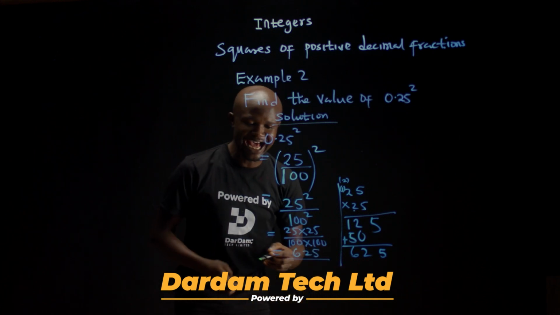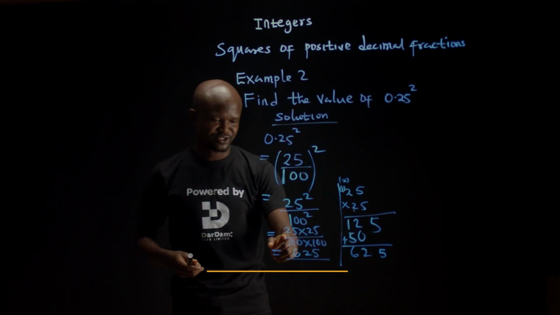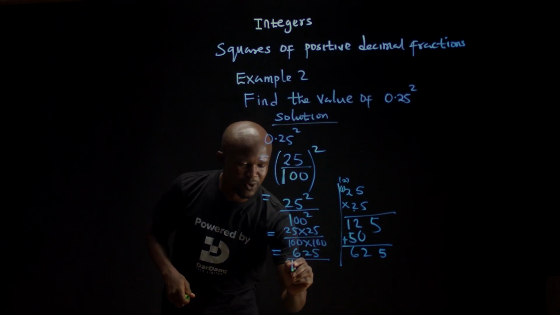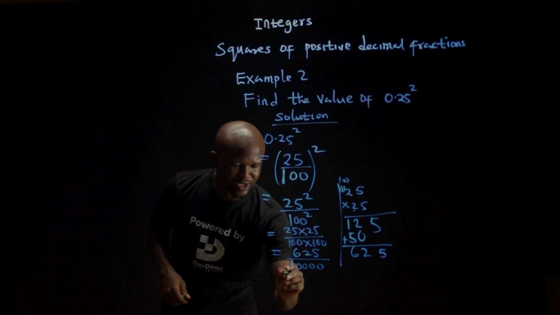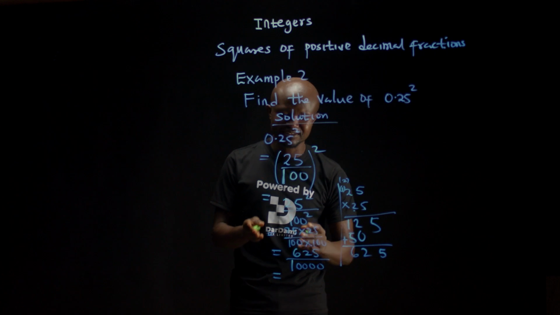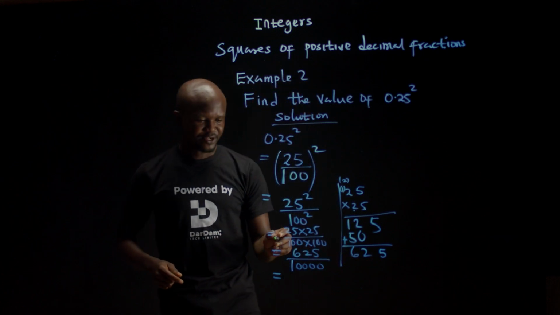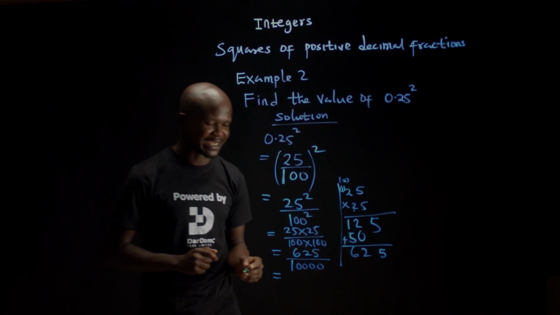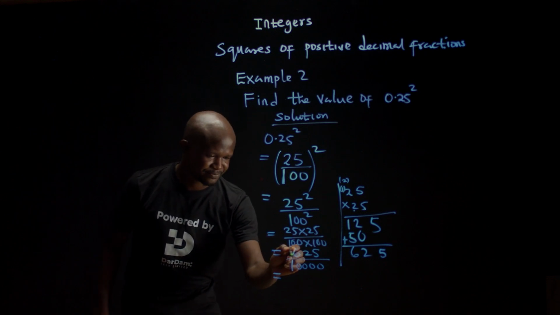Now, if you want to multiply any powers of 10, it's very easy. Just count the number of zeros. 1, 2, 3, 4. It means after 1, you have how many zeros? 4 zeros. Now, looking at what we have here, for us to write the final value, we are having 625 divided by 10,000.